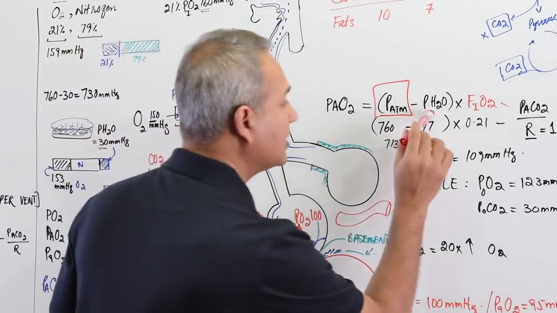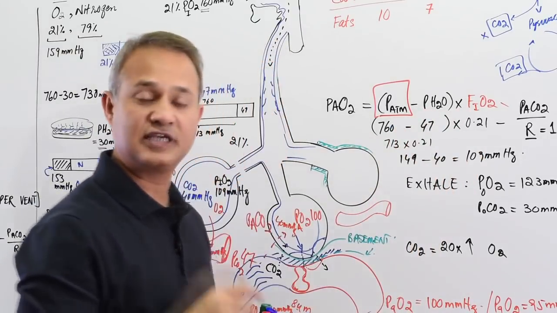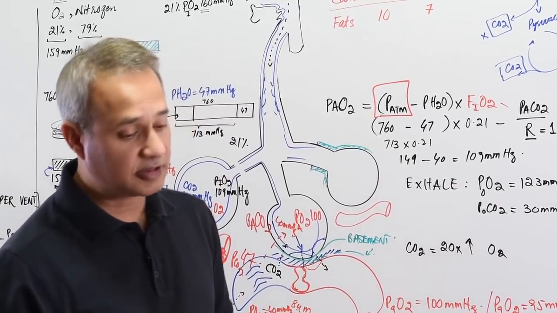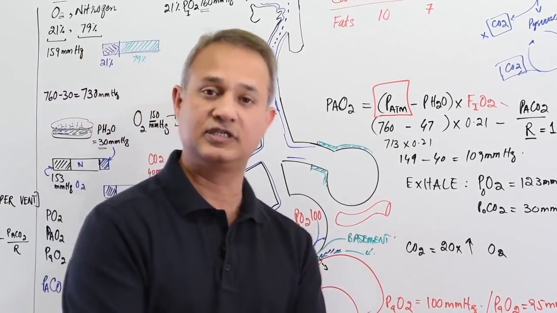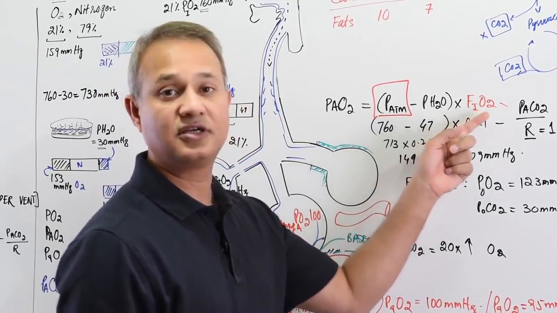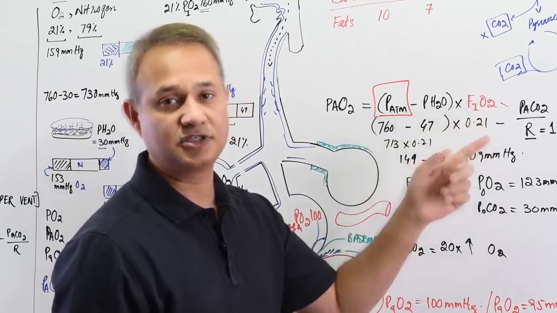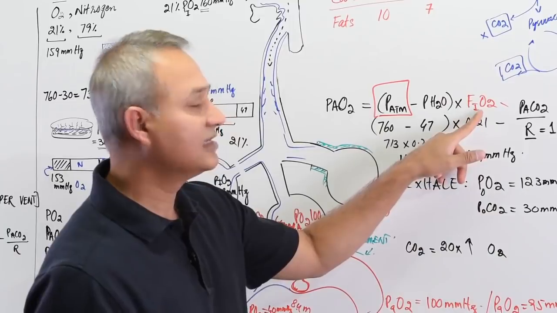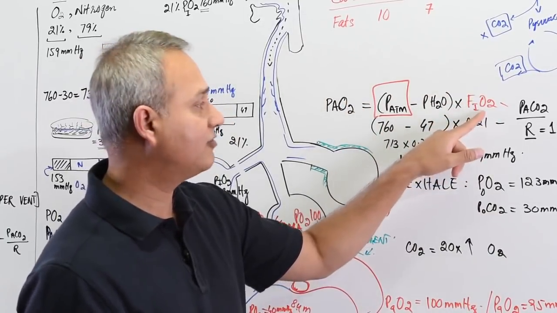How about the fraction of oxygen given? That also is, if you increase the fraction of oxygen given, for example, how can you do that? By giving oxygen supplement. If you give oxygen supplement, so as you increase the concentration of the oxygen, percentage of oxygen, pressure of oxygen will go up. No big deal. So that is the second factor. Just remember this formula and you have the factors.